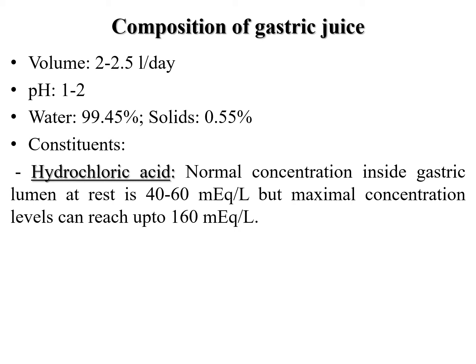Normal concentration inside the gastric lumen. Here the gastric lumen means the surface of the stomach, not the lumen of the gastric gland. On the surface of the stomach, the normal concentration of hydrochloric acid is between 40 to 60 milliequivalent per liter. But if we have taken a very heavy meal or a meal which is very spicy, loaded with fats and proteins, the maximal concentration can reach up to 160 milliequivalent per liter.